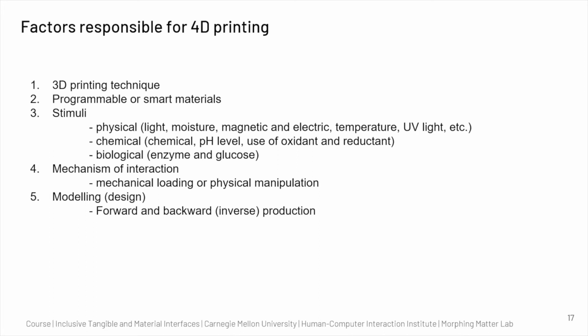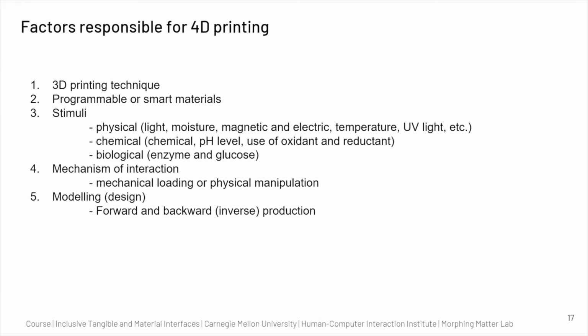The next important factor is the mechanism of interaction. For example, you have also heard about 4D printable materials, which require mechanical loading or physical manipulation. For example, in the previous class given by Kerr or Gianze or Adriani, you need to do a physical manipulation. You put a structure in a hot state and then bend it, and then you again put it in a hot state and it comes back to 3D. So you require a mechanism of interaction.